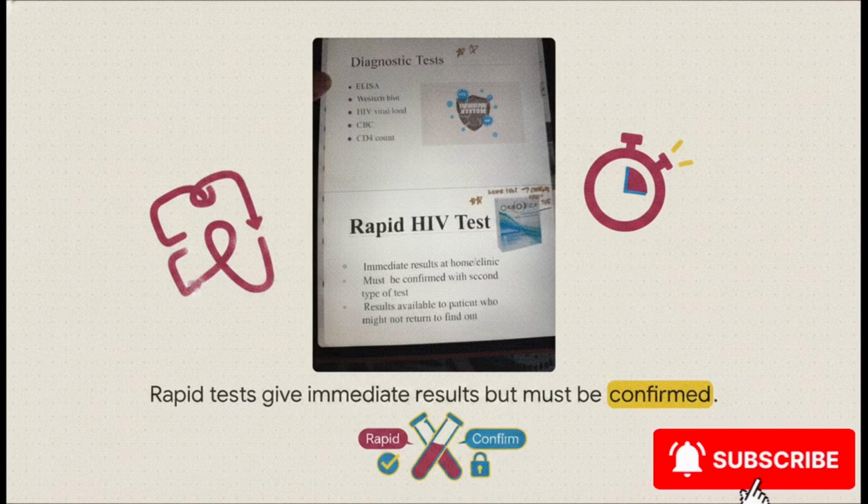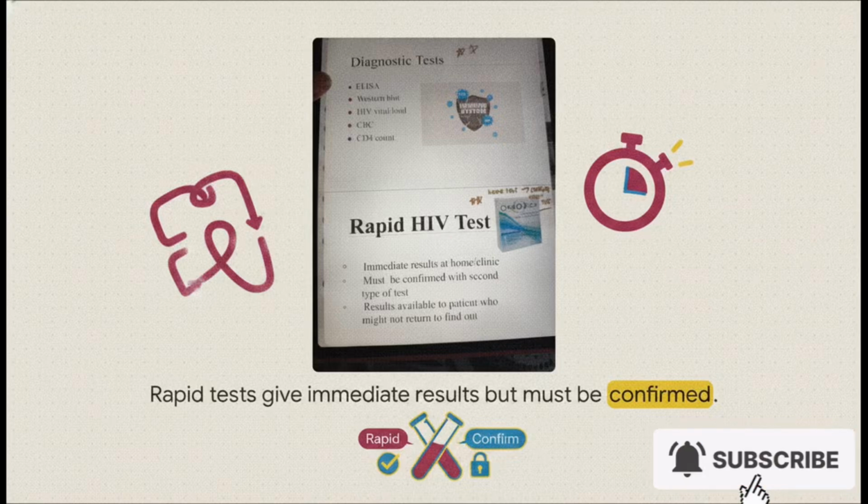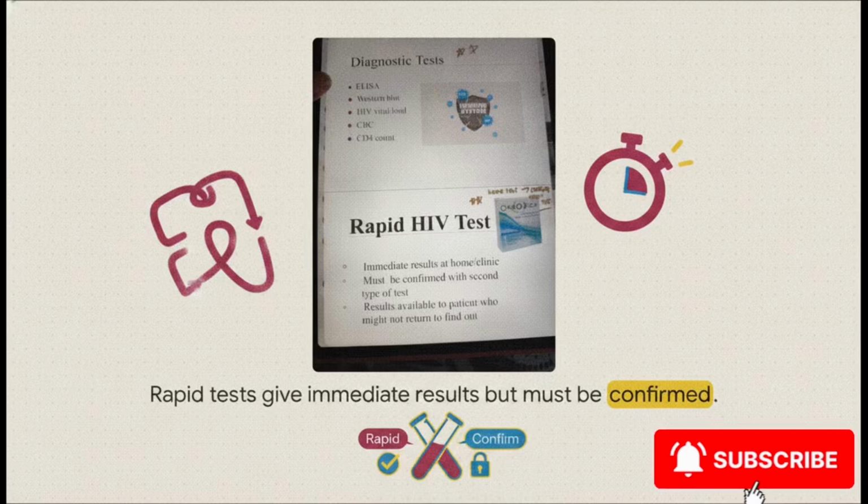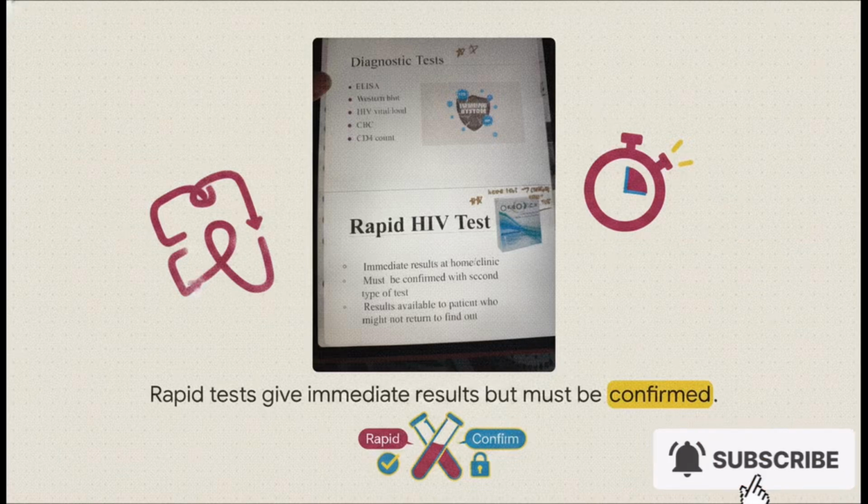But what if you're dealing with a transient patient? Someone who might not come back to the clinic a week later to actually get those Western blot results? That is exactly where the rapid HIV test, like the OraQuick, is incredibly useful. You get immediate results. But look really closely at the clinician's handwritten note there. Home test, arrow, confirm. The clinical rule remains absolutely strict. A rapid test must always be confirmed with a second type of test, no exceptions.